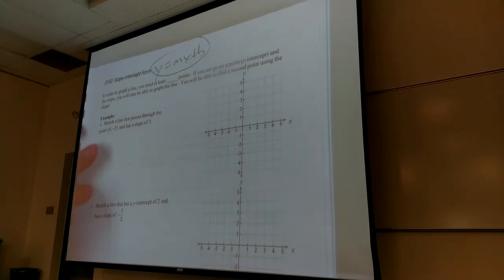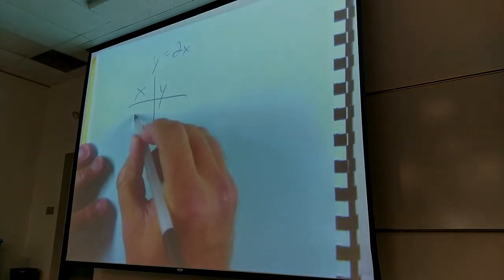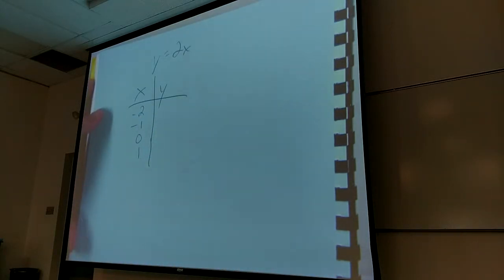Always try. And in fact, before we do these, I want to explain why things are what they are. So, let's start off with y equals 2x. Can you guys make a table of values for this? Let me actually give you some stuff here. Should be relatively quick. Where are you at?